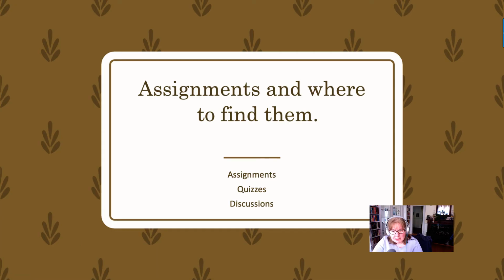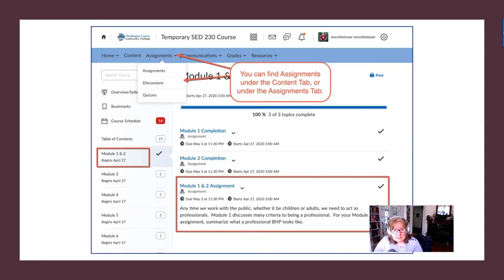Okay, now we're going to look at assignments and where to find them. We're going to cover assignments, quizzes, and discussions. So to find assignments, you just have to go to the assignments on the nav bar, click the drop-down arrow, and you'll see a list of assignments, discussions, and quizzes.